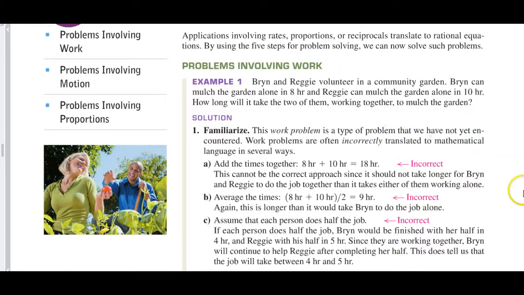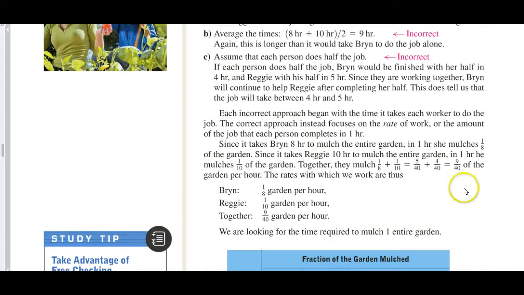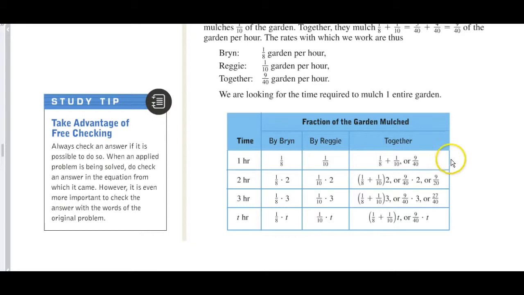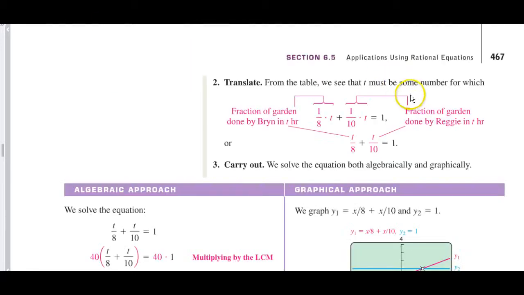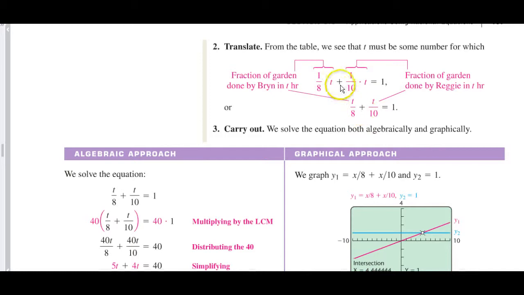Okay, let's see what they say. They're just going over various techniques here. Again, different strokes. They're using a little different technique than I am.